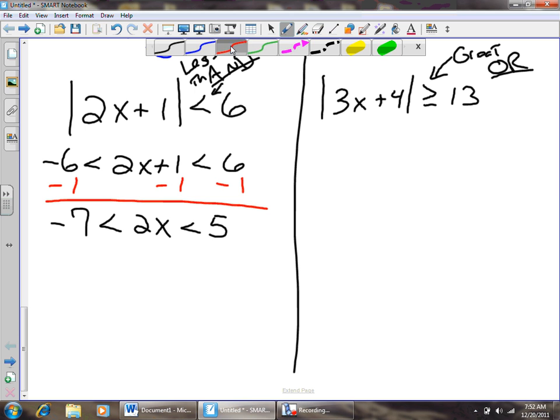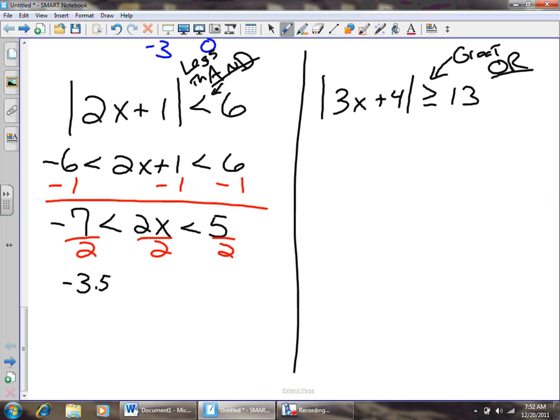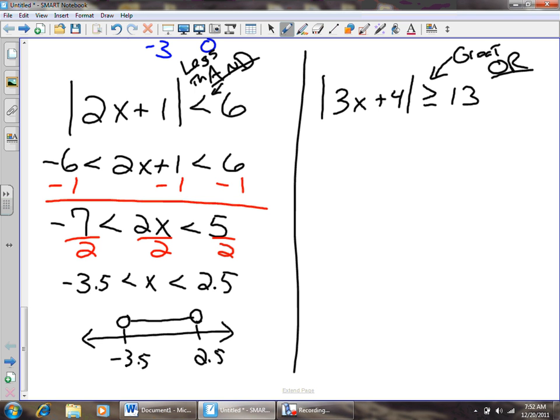I will need to divide by 2, divide by 2, divide by 2. And then I will get -3.5 is less than x, which is less than 2.5. On a number line, negative 3.5, 2.5, both open, and shade in the middle. Remember, if you hold your fists out in front of you and then point your thumbs towards the middle and touch them, that is how ands end up looking, except for in the rare case when you have no solution.